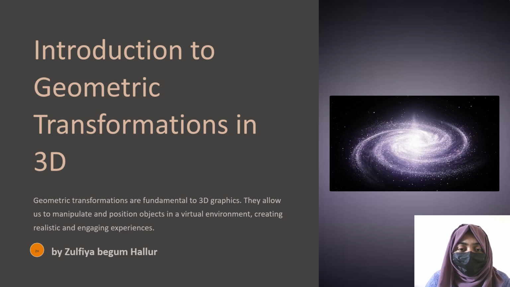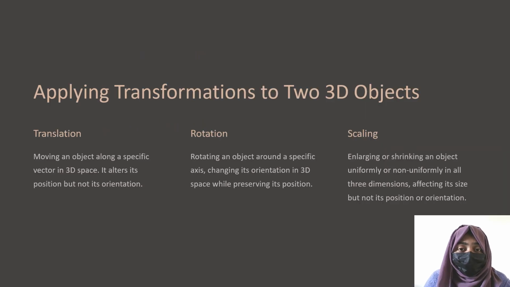Geometric transformations are fundamental to 3D graphics. They allow us to manipulate and position objects in a virtual environment, creating a realistic and engaging experience. Applying transformations to 3D objects: translation, rotation, and scaling. These are the three important 3D transformations used on objects.